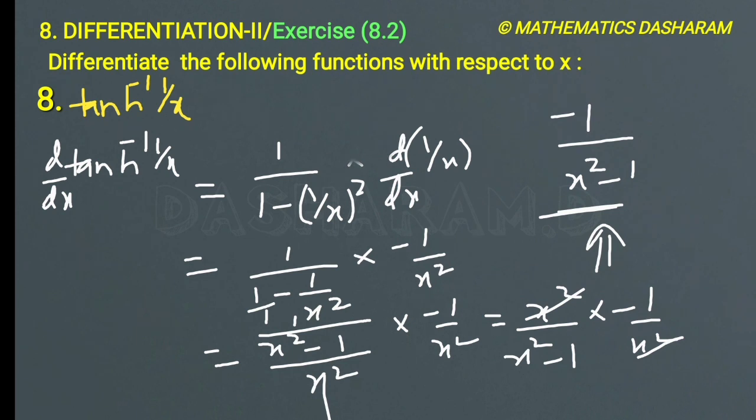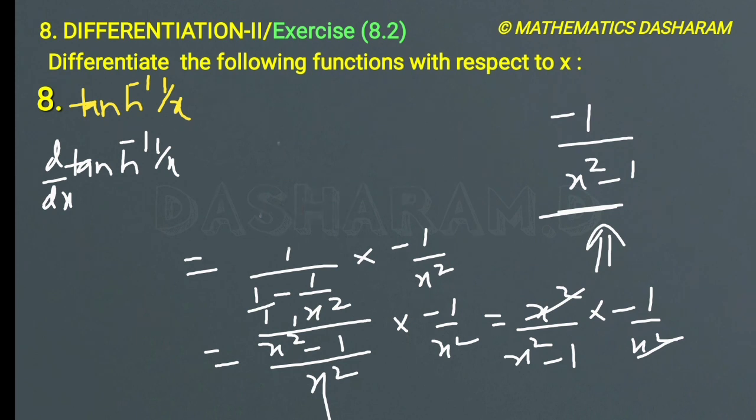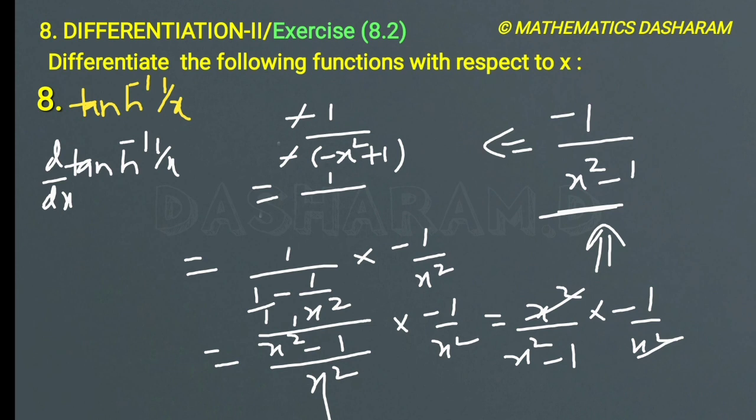So here we can simplify this. See how I am simplifying. Minus 1 by, in the denominator place I am taking the minus common. So then minus x square plus 1, minus minus cancel, it equals 1 by, first write the positive number, next write the negative number. So this is our required answer.